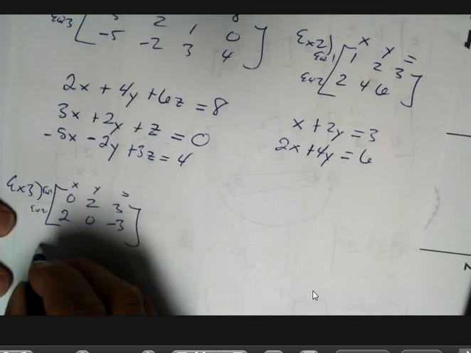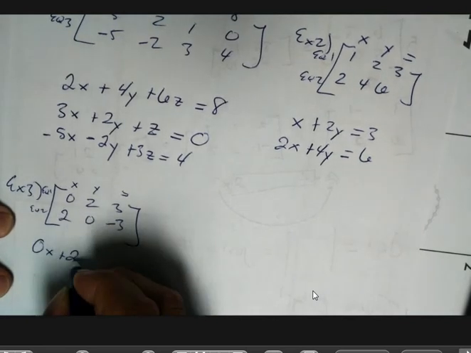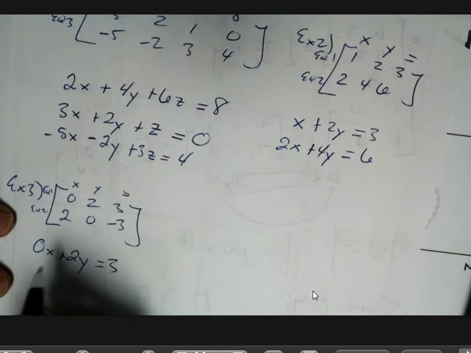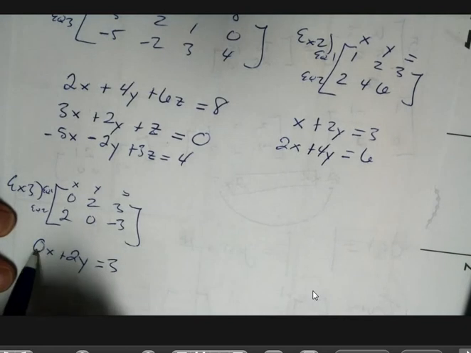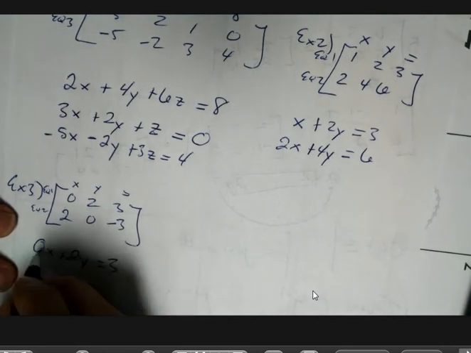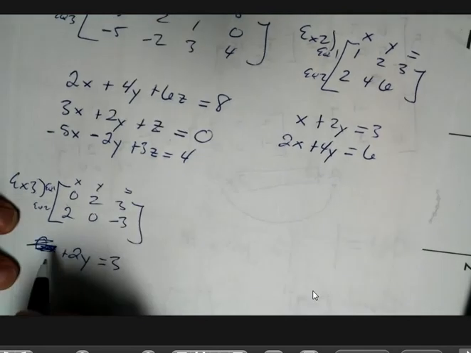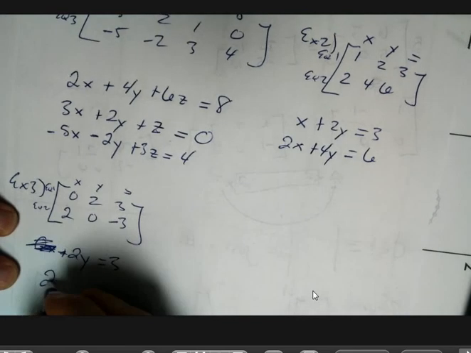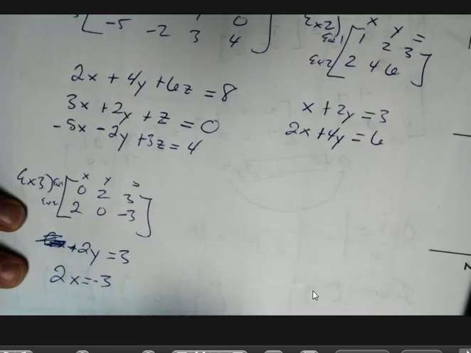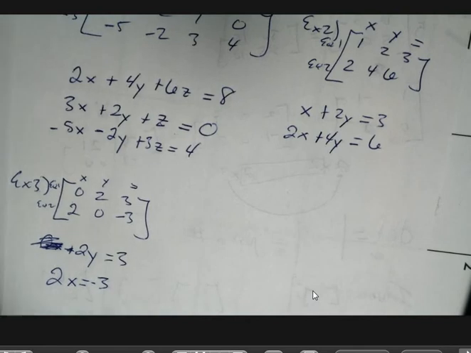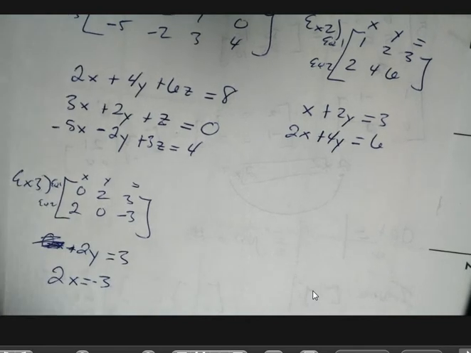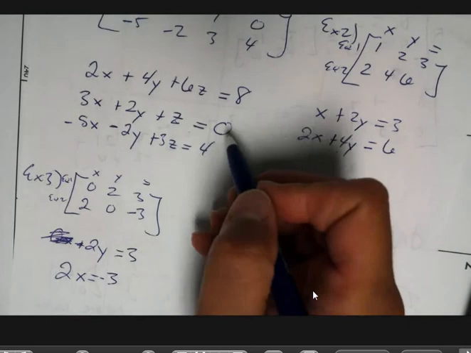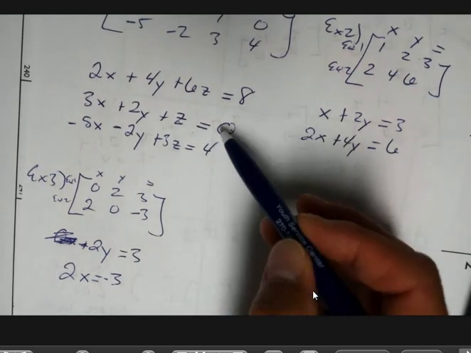Because if you wrote 0x plus 2y equals 3, this is called the 0 property. 0 times anything is automatically going to be 0. So you do not have to write that. You can literally just write 2y equals 3. Same thing on the second one, you can put 2x equals negative 3. You do not have to put that 0 if it's being applied to a variable, but you must put it if you're equal to a 0.